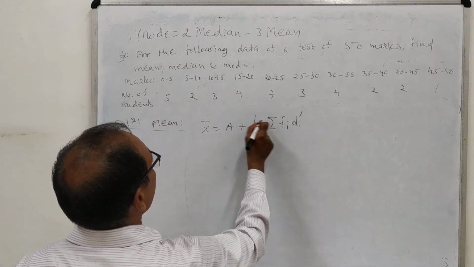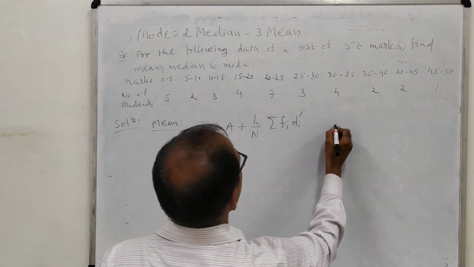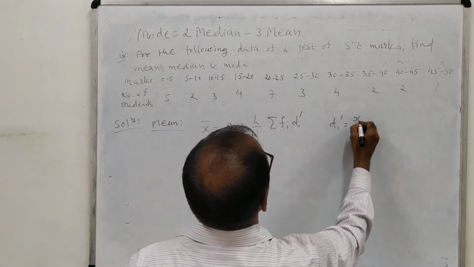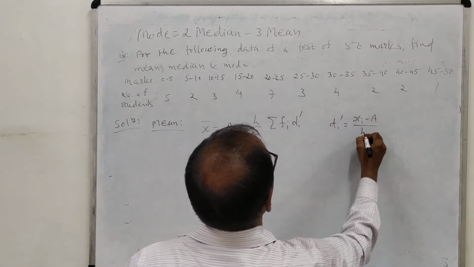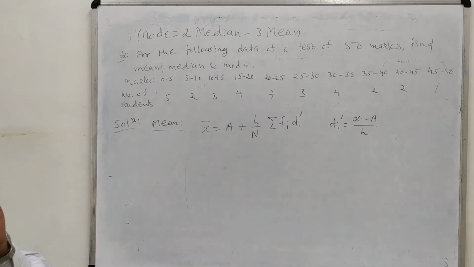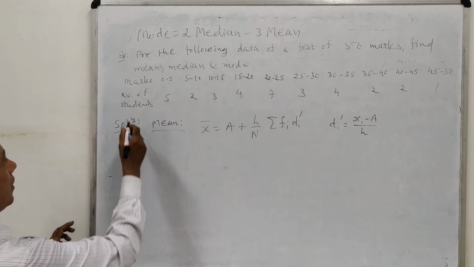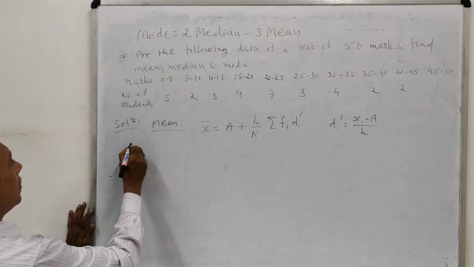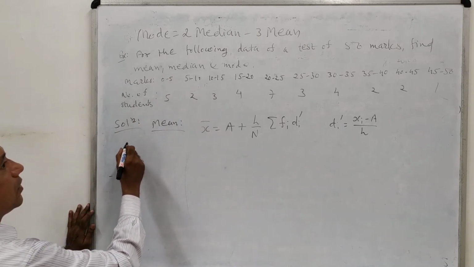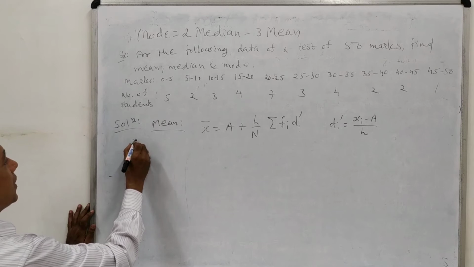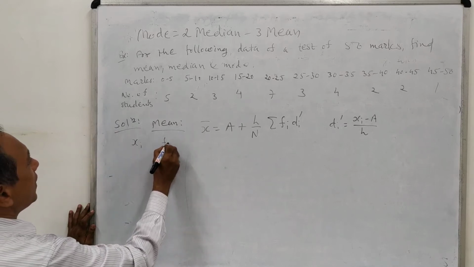Here h is written, and di dash I have written, where di dash is nothing but (xi minus A) upon h. h is the length of the interval and capital A is the assumed value. Here I will not write down the classes, so as to avoid the lengthy process and to save time. Instead, I will write down xi and fi.